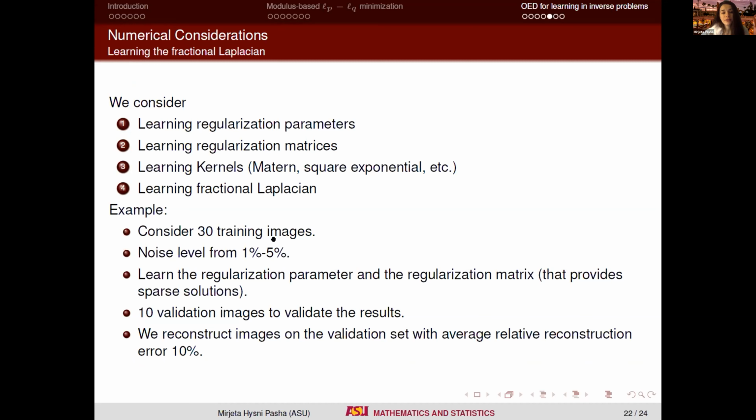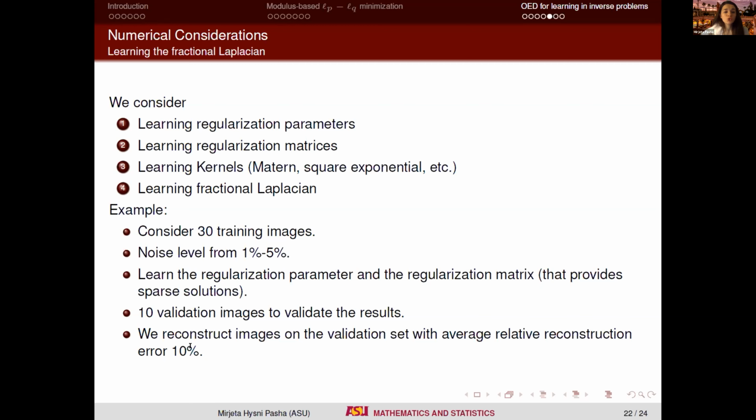To be considerate of time, I will just show a simple example. Consider that we have 30 training images with noise samples coming from levels 1% to 5%. We learn the regularization parameters in the regularization matrix, and then we validate the result on 10 validation images. What we obtain are reconstructed images on the validation set with an average relative reconstruction error of around 10%.